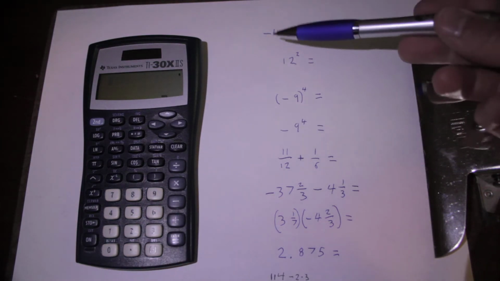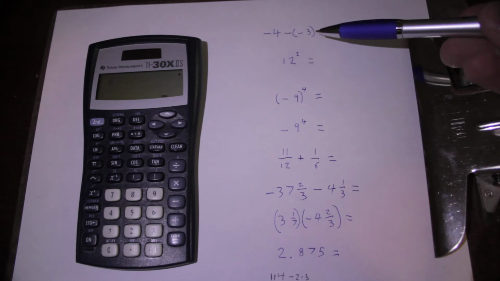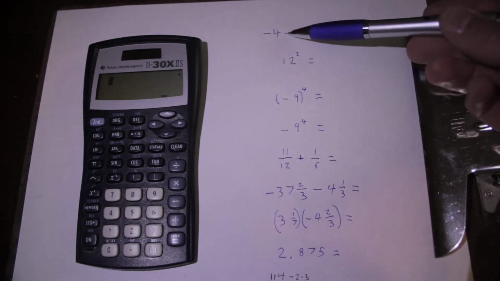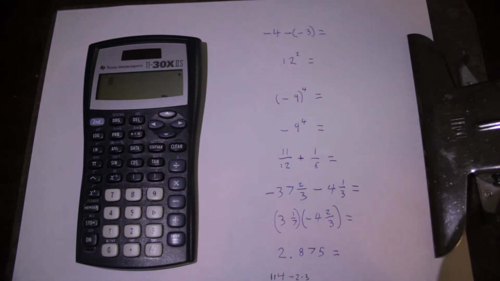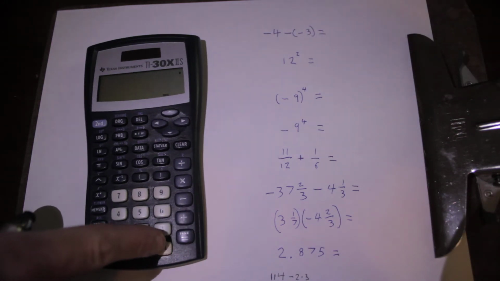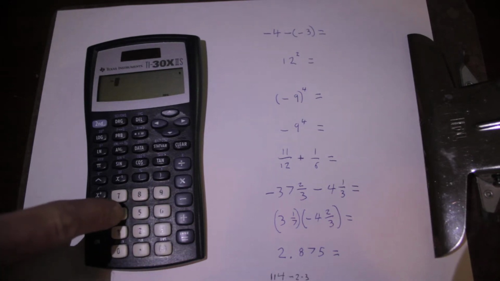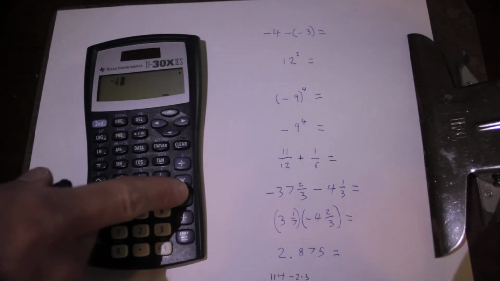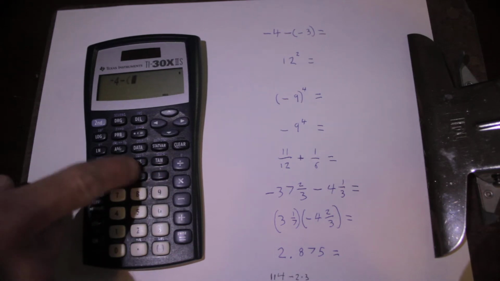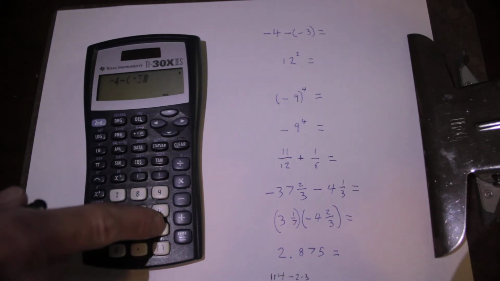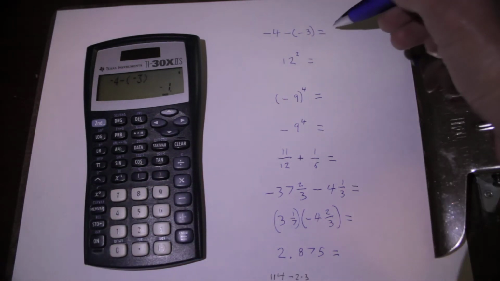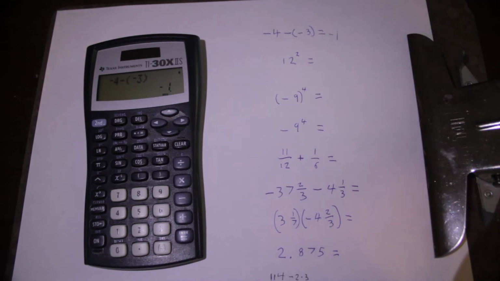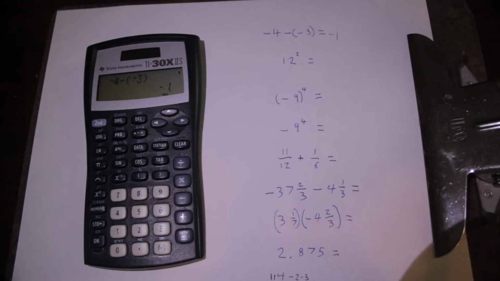For this first problem we have -4 minus -3. Do notice that this is a minus, these other two are negative signs. So to type this in your calculator, we'll type the -4. Then we have your minus button, minus, put a parenthesis, -3, close your parenthesis, and push enter to get an answer of -1. Be careful that the minus and the negative are different buttons on your calculator.